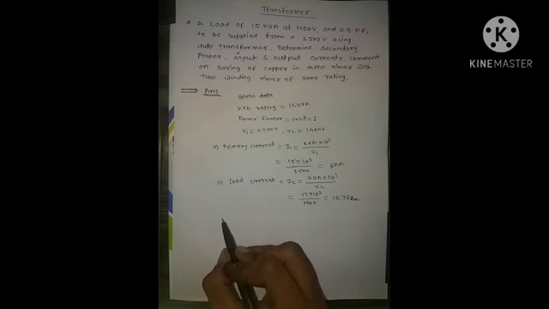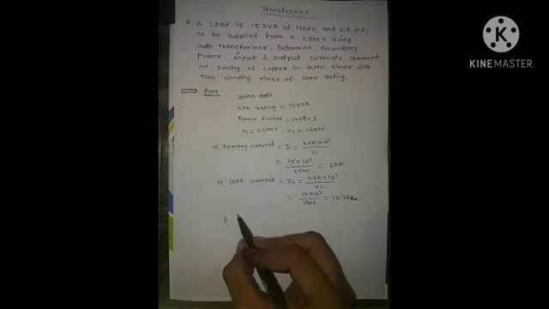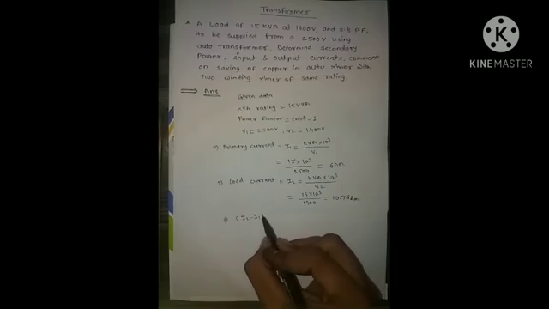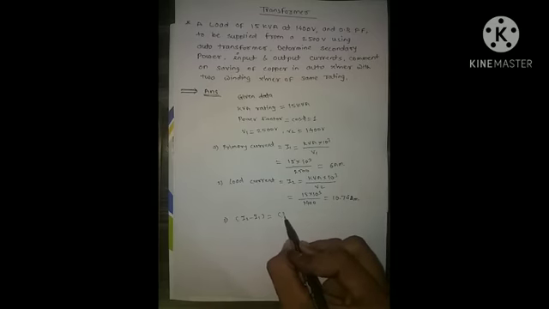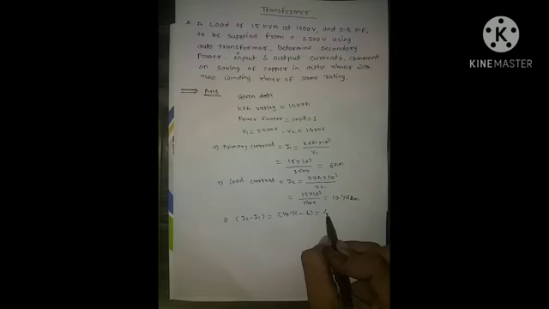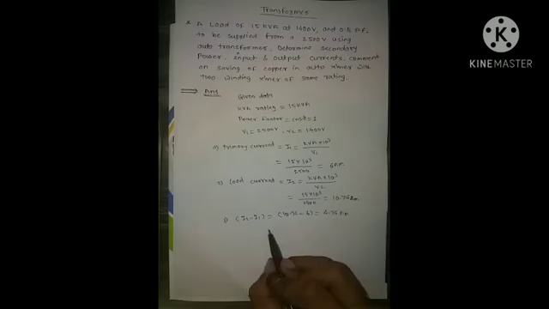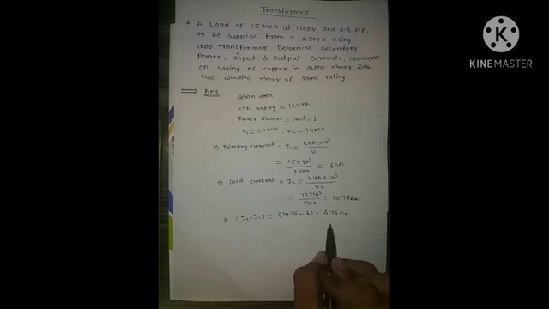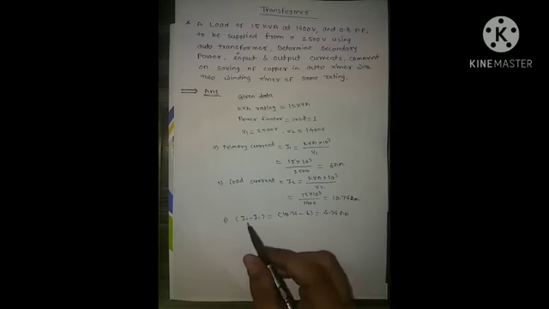So let's calculate I2 minus I1. Here the examiner asked for a comment on the saving of copper, so now we concentrate on saving of copper. The saving of copper, I2 minus I1, equals 10.74 minus 6 equals 4.74 ampere.